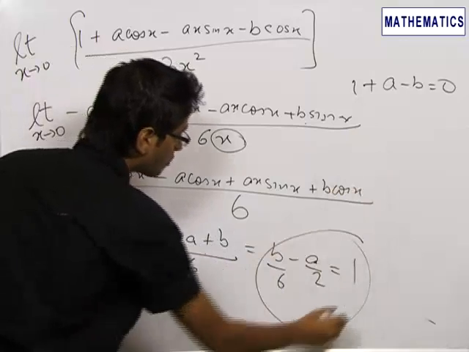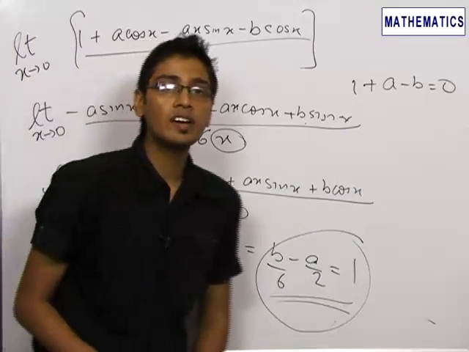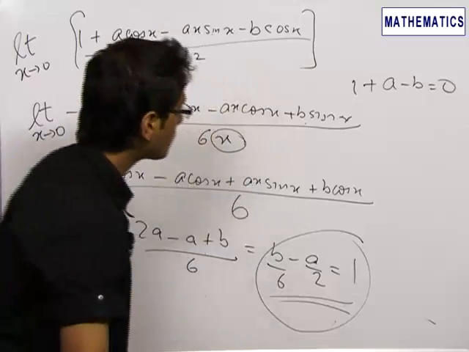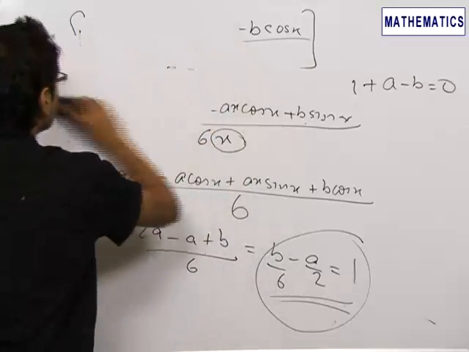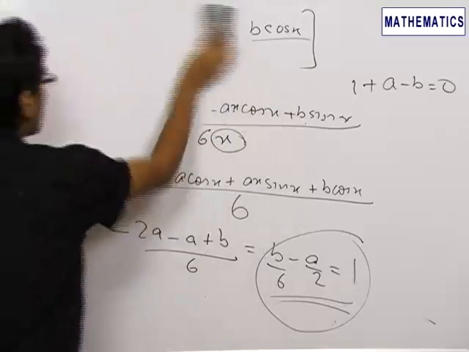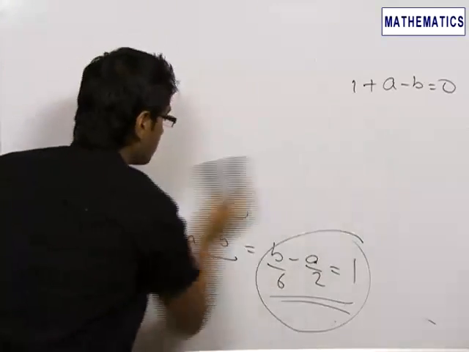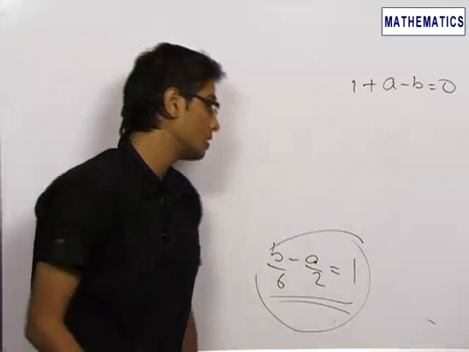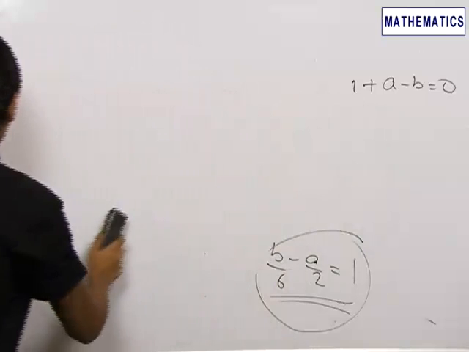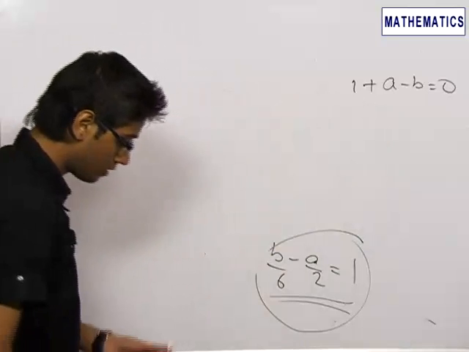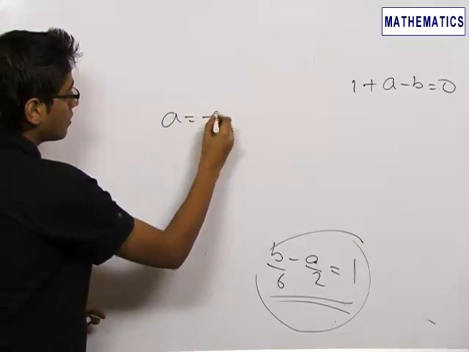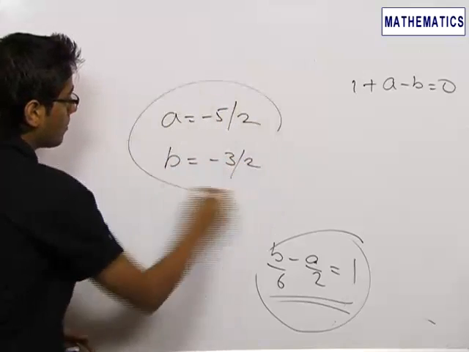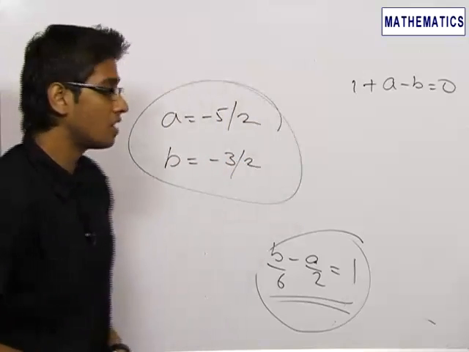You can again see this was again the same equation which we were getting as the second equation in the first approach. So our two equations are b by 6 minus a by 2 is equal to 1, and 1 plus a minus b equals 0. So solving these two equations, we again get a equals minus 5 by 2 and b equals minus 3 by 2 as our final answers.